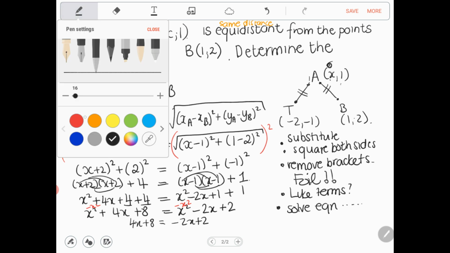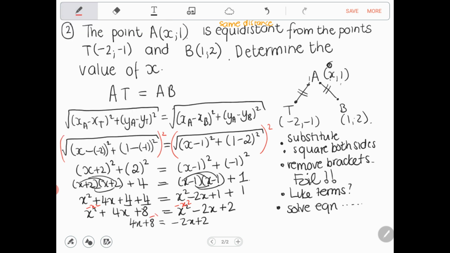Let's move the things over. We're going to subtract the 8 to get it on that side. And we're going to add that 2x, because it's a negative 2, we do the opposite to get it on the other side. Okay, inverse operation. So that's going to be 6x. And that gives you 0. And that's a 0. And that gives you a negative 6.